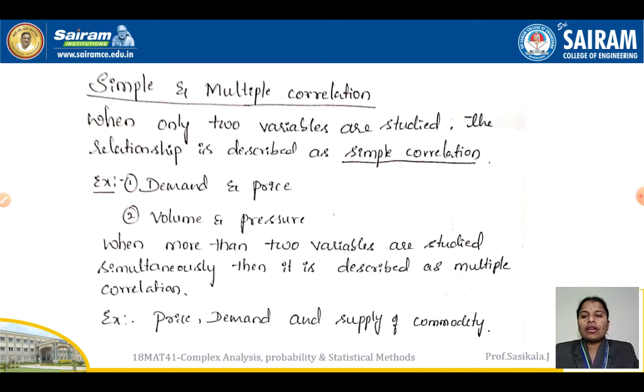And then simple and multiple correlations. When only two variables are studied, the relationship is described as simple correlation. Example, demand and price, and volume and pressure. When more than two variables are studied simultaneously, then it is described as multiple correlation. Example, price, demand and supply of a commodity.